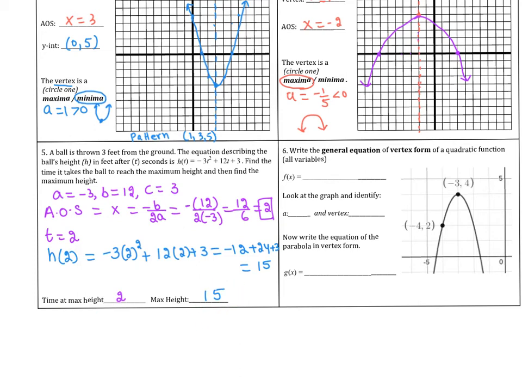Number 6. Write the general equation of vertex form of a quadratic function, all variables. So the general form of vertex form is a times (x minus h) squared plus k. So our aim is to find a, h, and k. H and k is the vertex, meaning where this parabola starts. So that's going to be negative 3 comma 4.